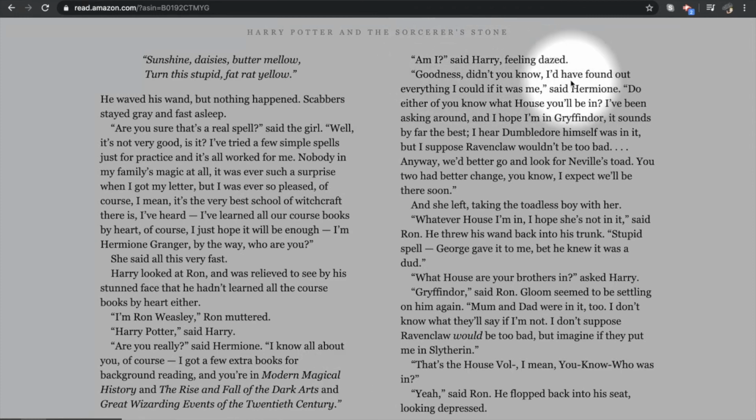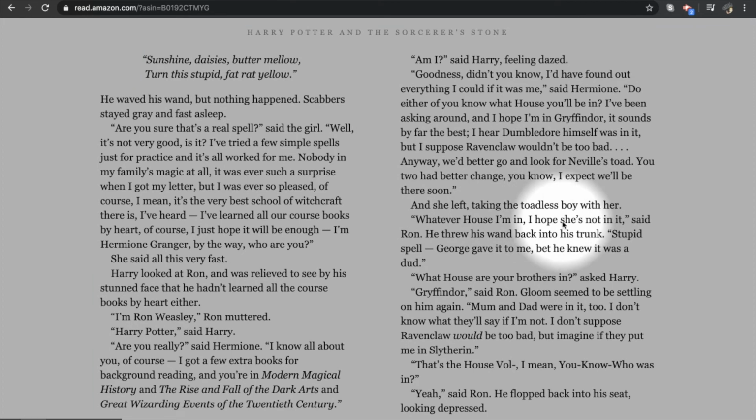"Goodness, didn't you know? I'd have found out everything I could if it was me," said Hermione. "Do either of you know what house you'll be in? I've been asking around, and I hope I'm in Gryffindor. It sounds by far the best. I hear Dumbledore himself was in it, but I suppose Ravenclaw wouldn't be too bad. Anyway, we better go back and look for Neville's toad. You two had better change, you know. I expect we'll be there soon." And she left, taking the toadless boy with her.